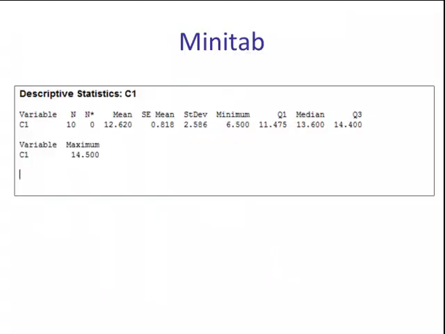Now again, Minitab computes the quartiles a little bit differently. So here our Q1 would be 11.475, our median was 13.6, our Q3 would be 14.4.